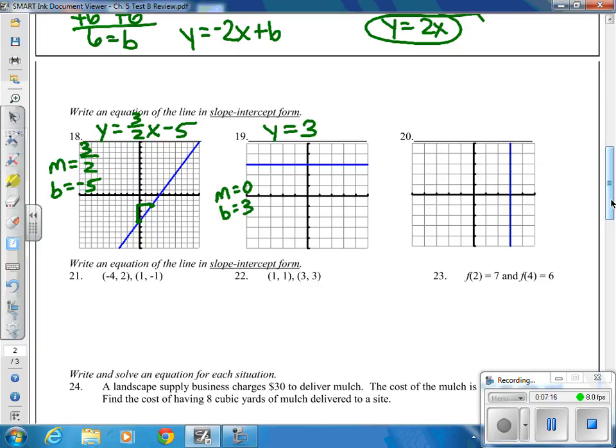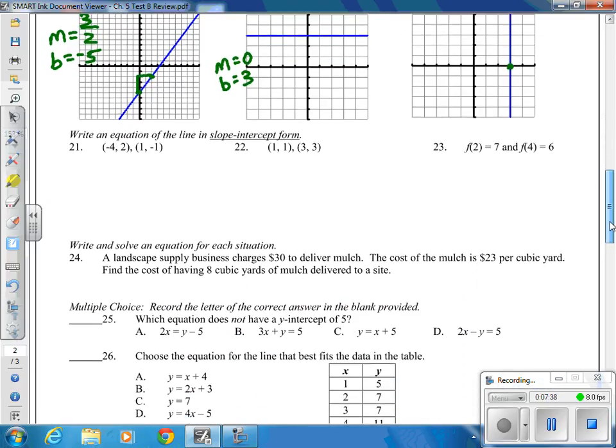When you go to number 20, okay, you have a vertical line, so your slope is undefined. Okay, there is no y-intercept because it never crosses the y-axis. So when it doesn't cross the y and only crosses the x, your equation starts x equals, and it happens to cross at positive 3, so this equation is x equals 3. Right? Please remember the difference between horizontal and vertical and which one starts with y equals and which one starts with x equals.